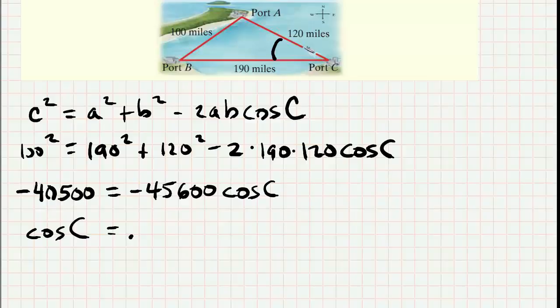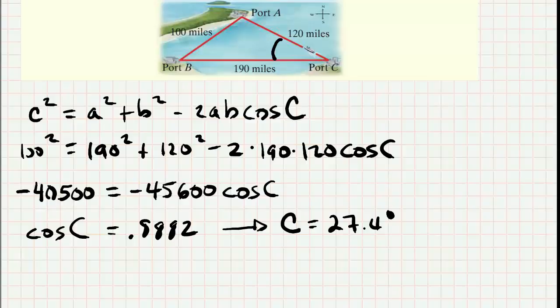And if we round to 4 decimal places, that will be sufficient to round the angle to the nearest tenth. We will type into our calculator inverse cosine of 0.8882, and we will get that C is 27.4 degrees.